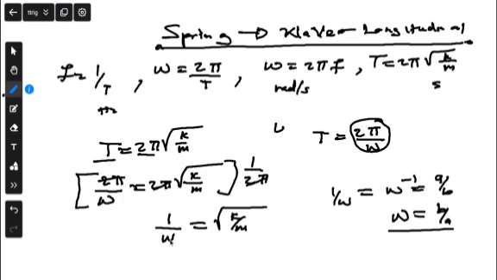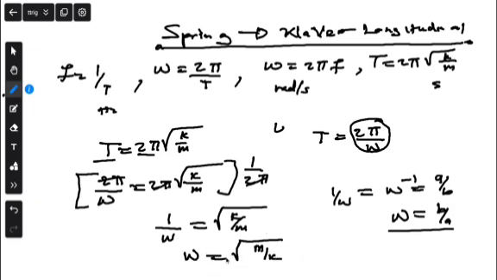So angular velocity is going to be equal to the root of... the denominator is going to become the numerator and the numerator is going to become the denominator. So therefore we are going to have m divided by k, mass divided by the spring constant. So if you have the mass and you also have the spring constant, you can easily find the angular velocity. This one is very, very important.